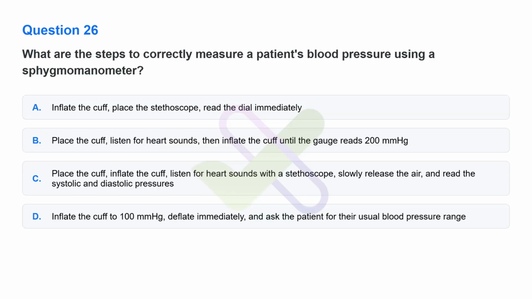What are the steps to correctly measure a patient's blood pressure using a sphygmomanometer? A. Inflate the cuff, place the stethoscope, read the dial immediately. B. Place the cuff, listen for heart sounds, then inflate the cuff until the gauge reads 200 millimeters of mercury. C. Place the cuff, inflate the cuff, listen for heart sounds with a stethoscope, slowly release the air, and read the systolic and diastolic pressures. D. Inflate the cuff to 100 millimeters of mercury, deflate immediately, and ask the patient for their usual blood pressure range.